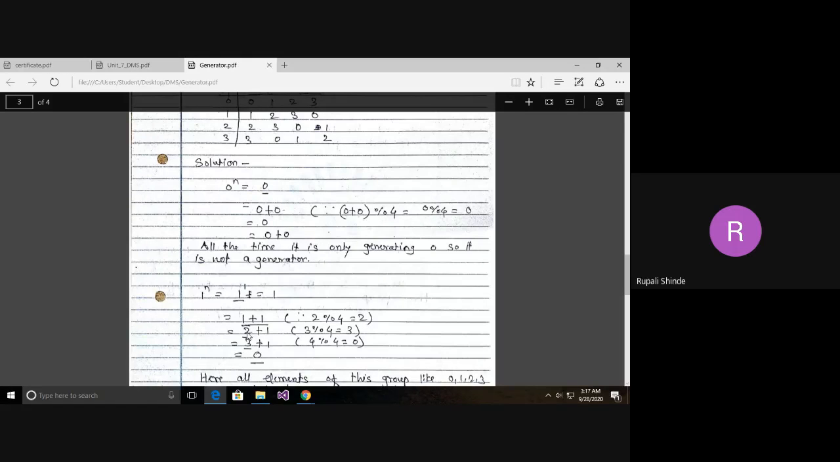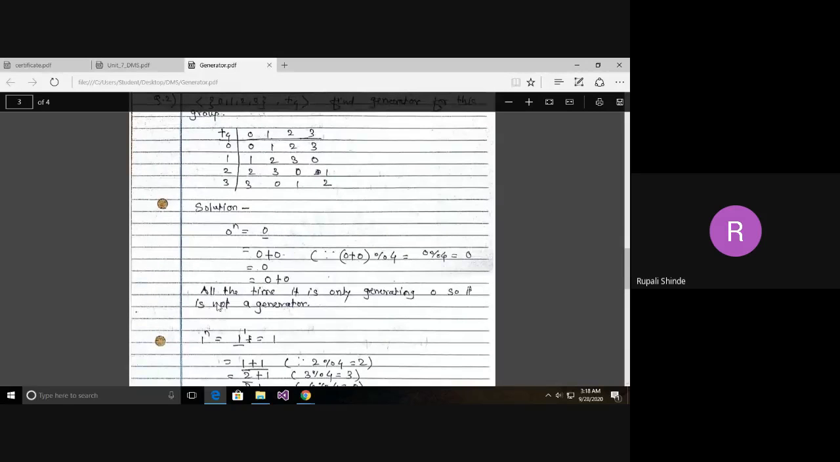Again we have to take its composition with 1 only. So 2 plus 1 is 3. 3 mod 4 is 3. So the answer for this step is 3, and that is written here. Again 3 plus 1 is 4. 4 mod 4 is 0. So it is possible to generate all 4 elements 0, 1, 2, 3 from this single element 1. That's why 1 is called a generator for this group.